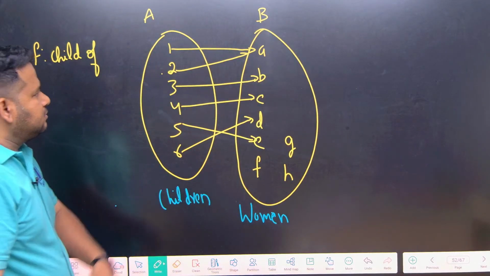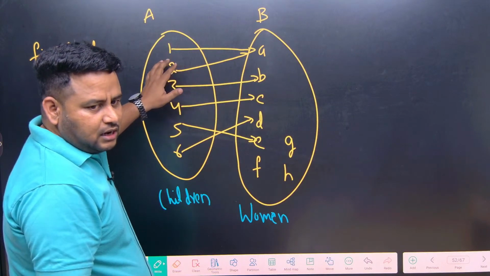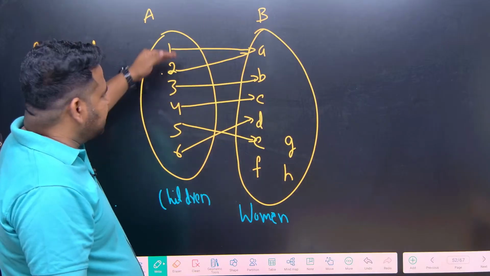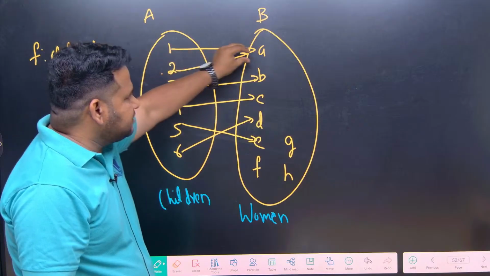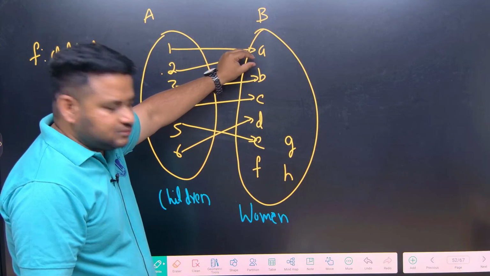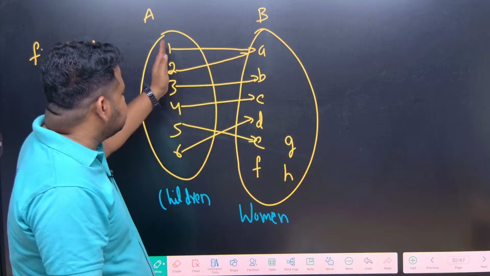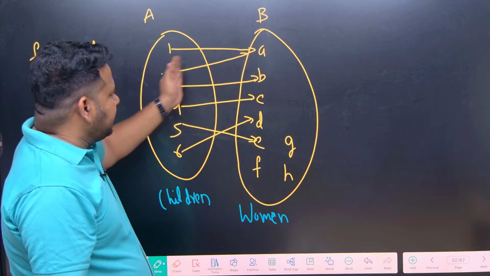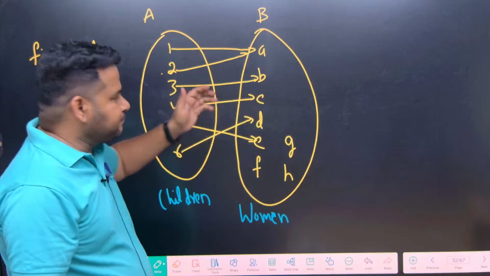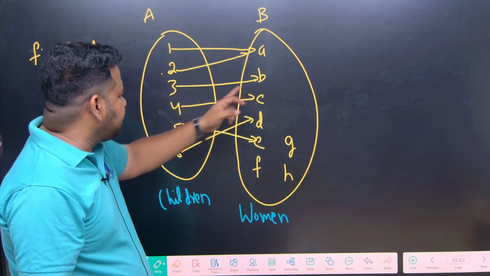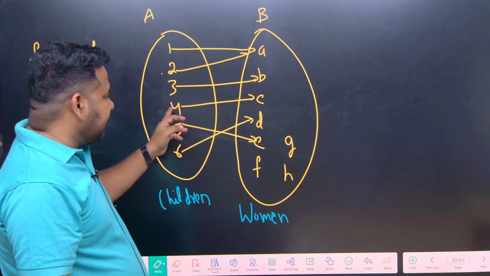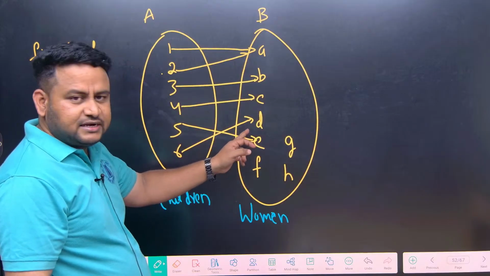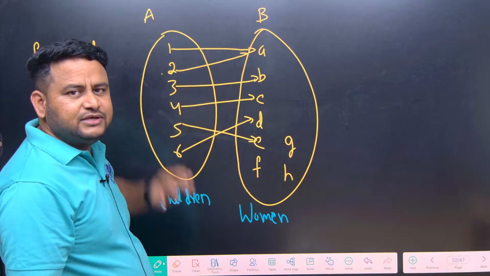Now observe carefully what happens. This 1 and 2 are there. Both have A as the element in B. Child 1 has A as the mother, and child 2 has A as the mother. That is totally possible. Child 3 has the mother B, child 4 has the mother C, child 5 has the mother E, and child 6 has the mother D. So each and every child has a unique mother.